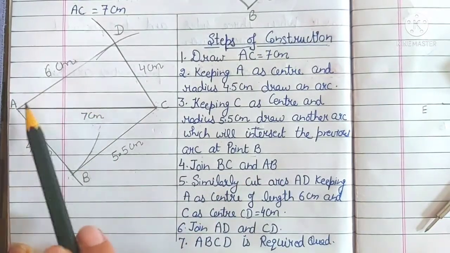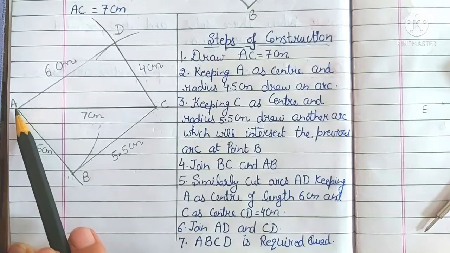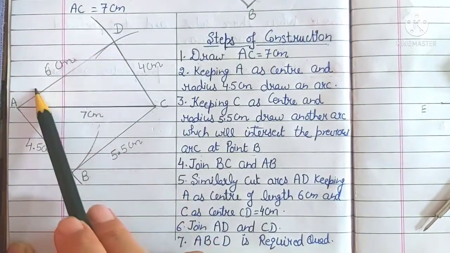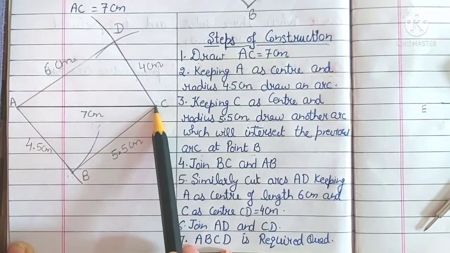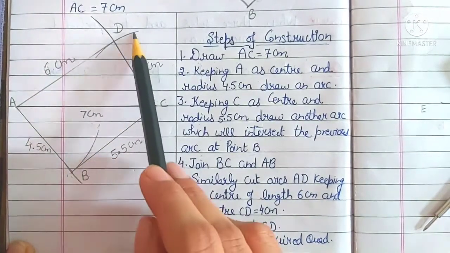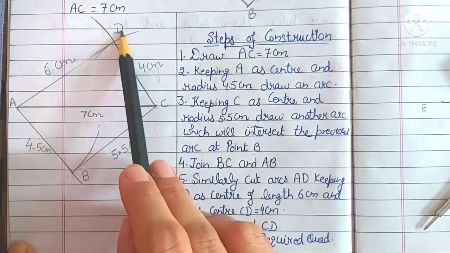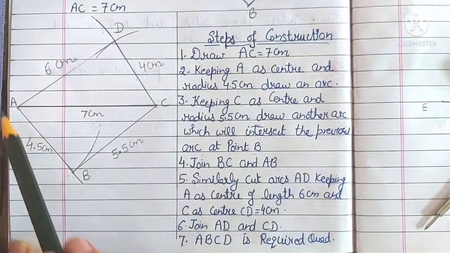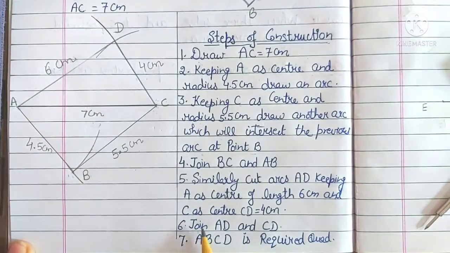Similarly, we did the steps for this. We have taken A as a center and marked an arc of radius 6 centimeter. We have taken C as a center and marked another arc of 4 centimeter. These two arcs are intersecting at point D. After that, we join AD and CD, and ABCD is the required quadrilateral.